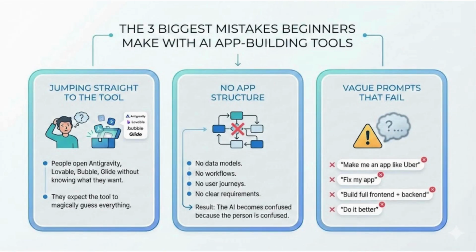Most beginners make the same mistake. They jump straight into the tool. They open anti-gravity, Lovable, and expect it to do everything automatically. But the tool can't read your mind. Even worse, they don't think about the structure of their app first. No data models, no workflows, no user journeys. When you're confused, AI gets confused. And this is why it fails. The AI doesn't know what you want. Features, logic, or flow, all are missing. You get a Frankenstein app that barely works.